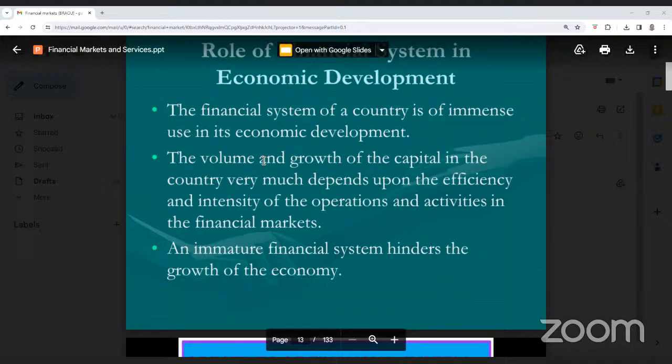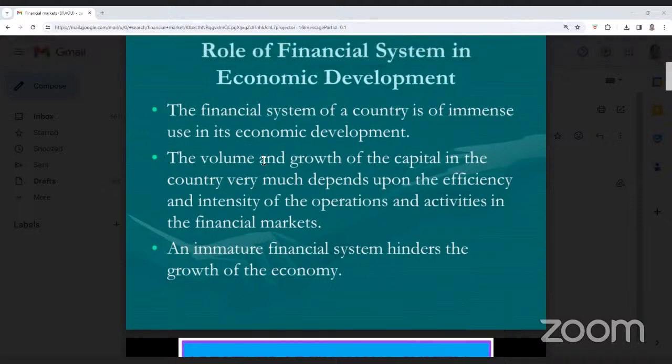So you will be making the volume and the growth of the capital of the country, and it depends upon more efficiency and intensity.